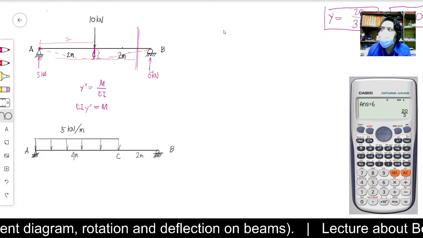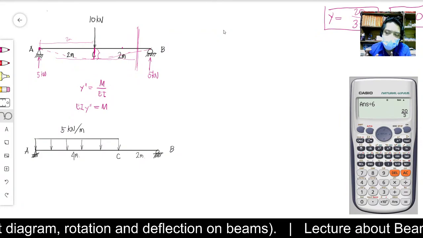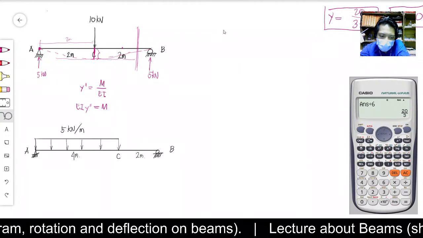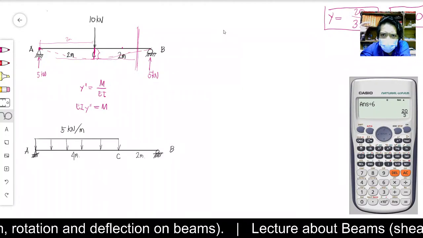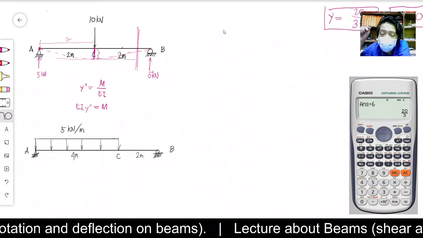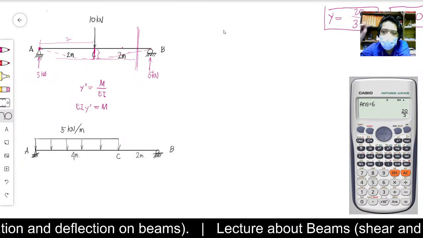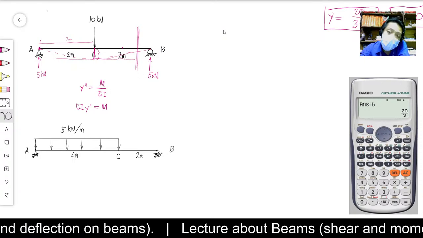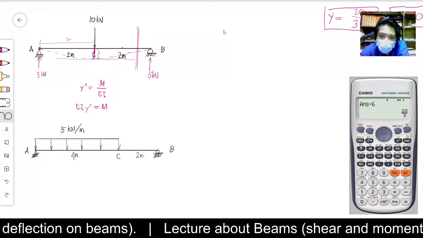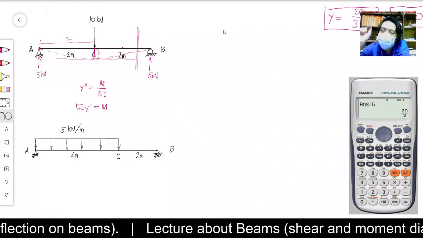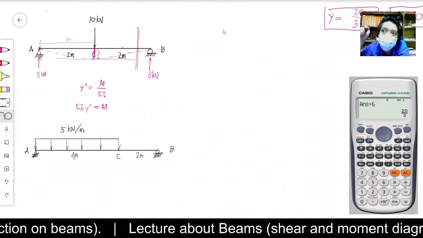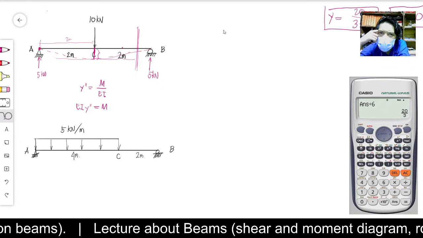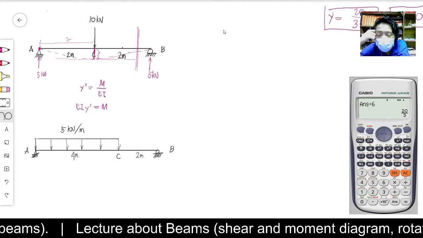Same lang, by segment lugod niya, by segment, and magbubutang ka ng virtual load, ibig sabihin imaginary load lang at the point where you want to find the deflection. So kung pananglitan ang imo gin bibili nga deflection is at point C, magbubutang ka dito, mag-assume ka nga may gin butang nga unit load. Ano ito nga unit load? What's the magnitude of that unit load? 1, ka unit load, di ba?